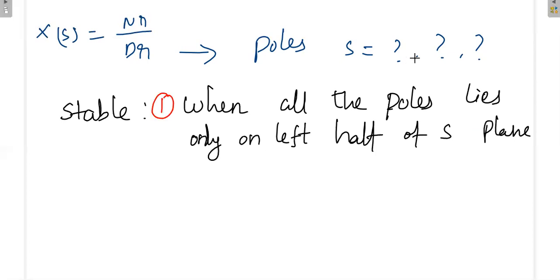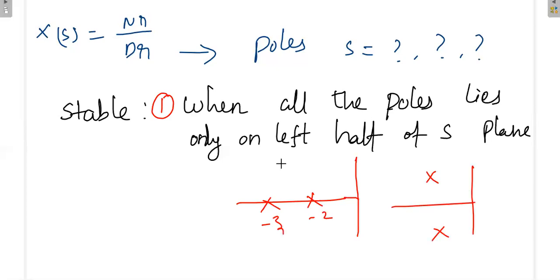Whenever you are having poles, again, all the poles have to lie on the left half of the S plane. Say, for example, you can have poles like this. Again, this is stable. This could be -2, -3, or you can have poles like this. Whatever it may be, strictly the poles are lying only on the left half of the S plane, so that the given system will be stable. Again, the poles will be denoted by a star mark. You would have studied this in control systems; the zeros will be denoted by this symbol.